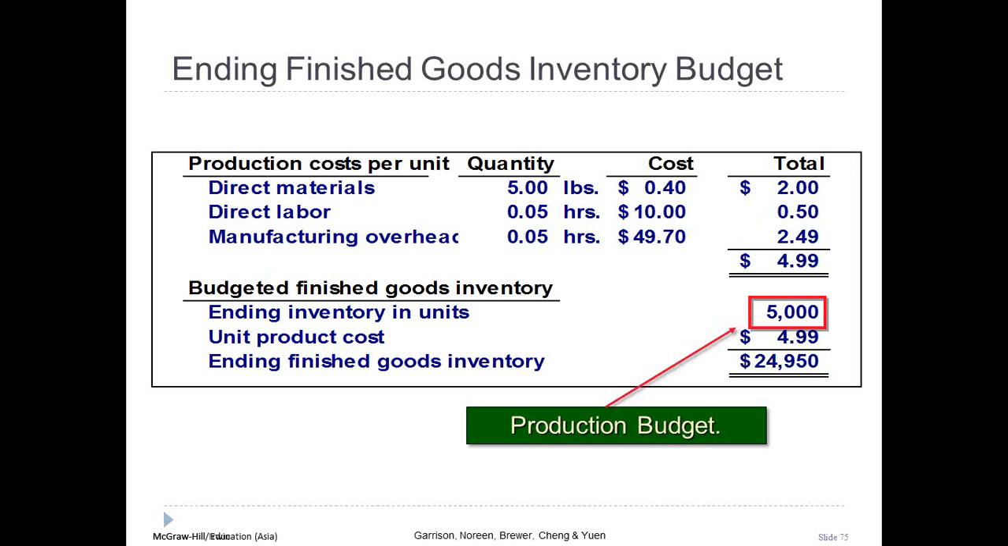The fourth step is to calculate the value of the ending finished goods inventory. We will estimate there will be 5,000 units in the ending inventory, and a per unit cost of $4.99. We have a total cost of $24,950. The finished goods inventory will appear on our budgeted balance sheet. The ending inventory in units is derived from the production budget.